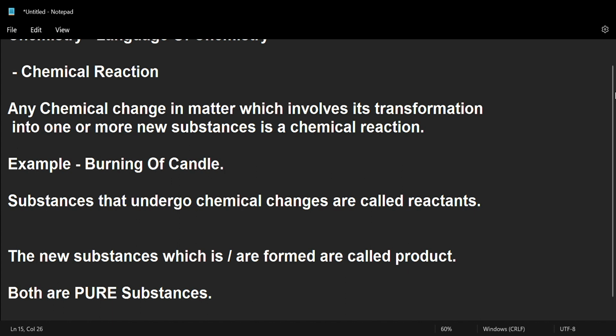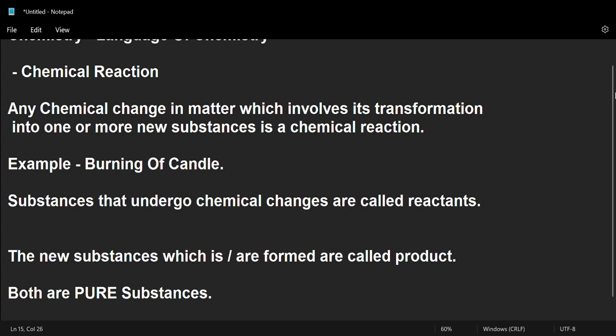Two compounds, sodium oxide and water, when they react chemically, give a new compound. What is this new compound? This is called sodium hydroxide. Now, upon heating, the compound mercuric oxide changes into two elements. What are these two elements? Mercury and oxygen.